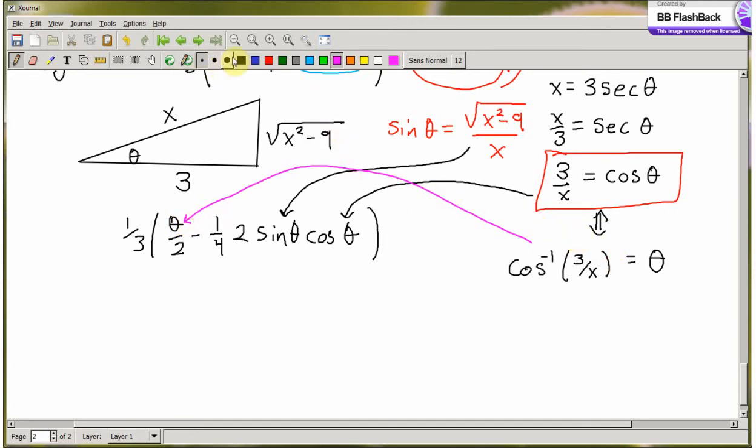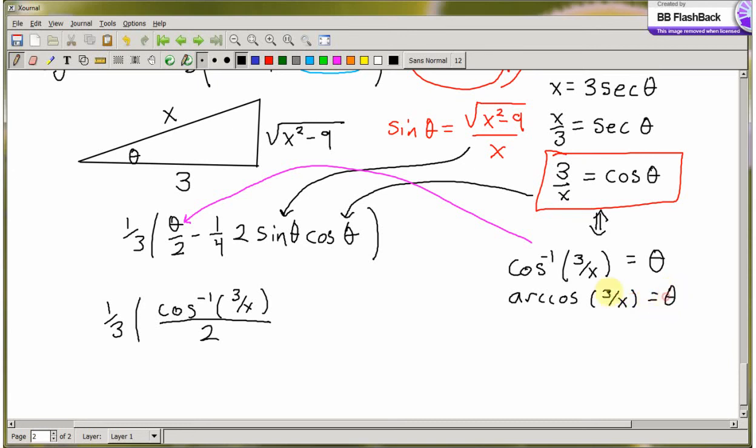Alright, so now finally we're going to be back in terms of x, if I can just manage to copy this line over. So I've got 1/3, and this has become inverse cosine of 3 over x, also known as arc cos. It's arc cosine, so I think I've been using that more frequently, but it's the same thing. So the arc cos of 3 over x is equal to theta, because these two things mean the same thing.